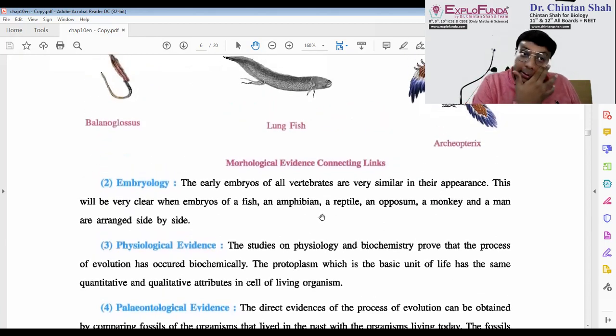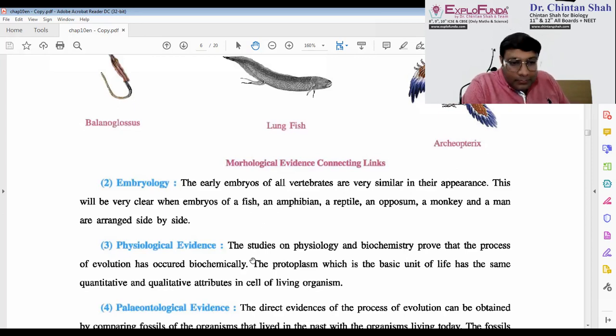Do you believe embryologically we are the same? Yes. How? See, I will give you about this. I'm just keeping this pending. Okay, I will open Google images and show you.